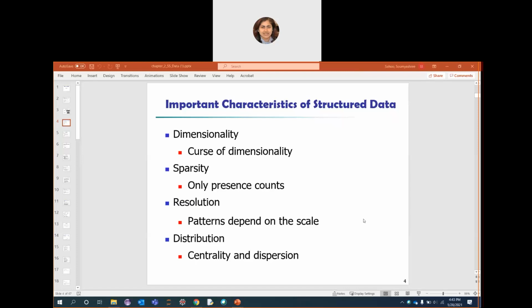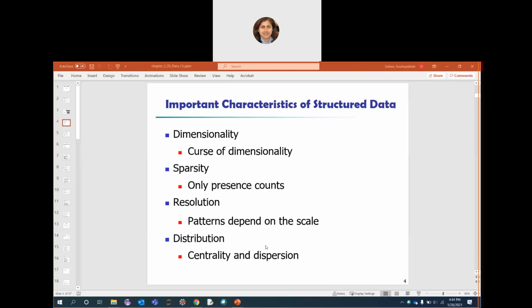Then comes sparsity. Sparsity is the idea that if there is a value 0, it has to play a special role, and something unusual has to happen at the value of 0 as well. There may be discontinuity in your data in that case.